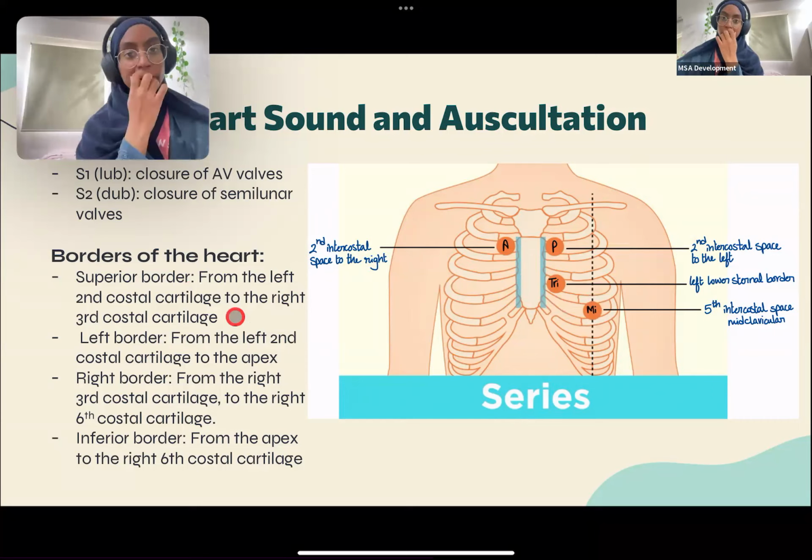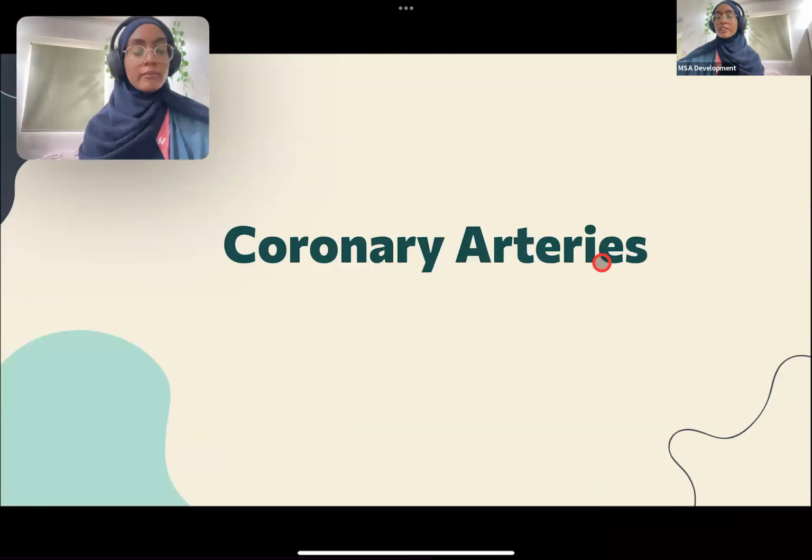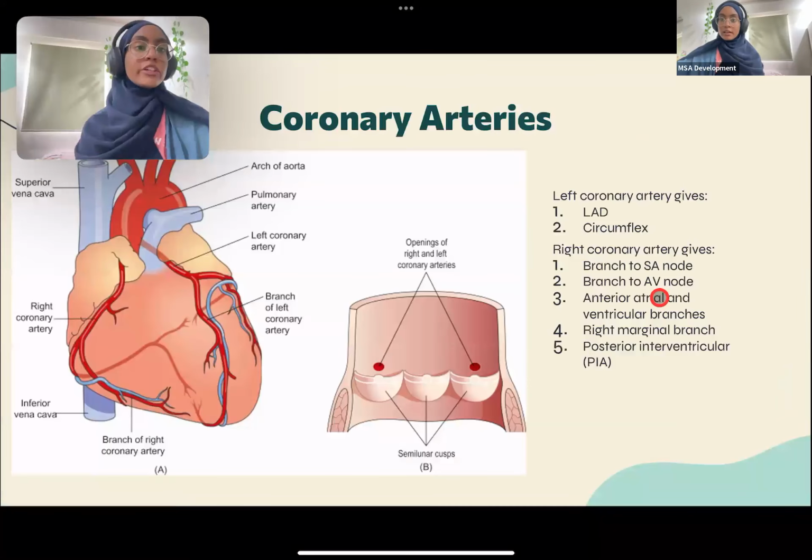Borders of the heart are not that important. They're very easy. For example, the superior border is basically the pulmonary and aortic connected. So it goes from the left second costal cartilage to the third costal cartilage, and so on. Okay. I doubt this is important, because these are very important. Okay. Finally, the coronary arteries.